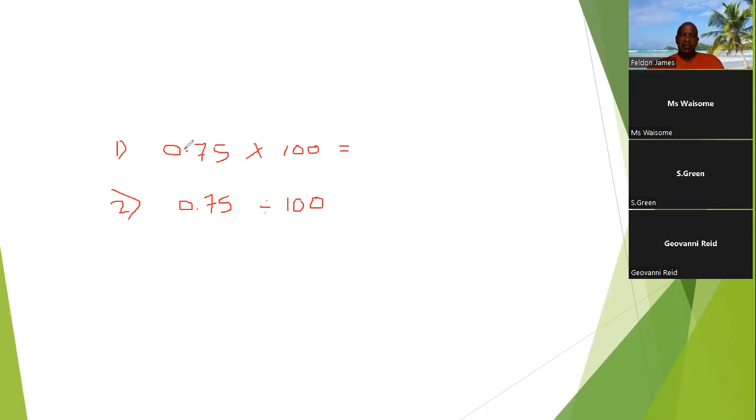So originally the point is here. And because we are multiplying by 100 and we have 2 zeros, it means that we need to move the point 2 places to the right. So we move 1 place and then 2 places. And so this is the new position of the point. Now remember, if the point is here and these numbers are in front of the point, then these are going to be whole numbers. So this is going to be just simply 75. Is everybody following so far?